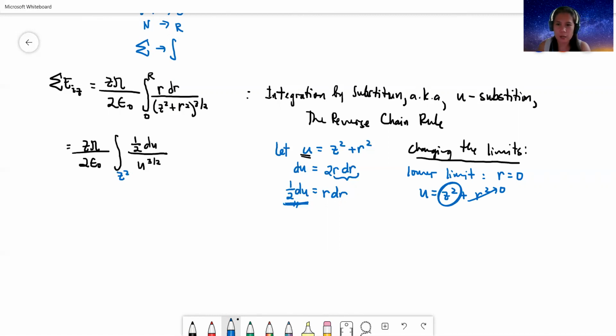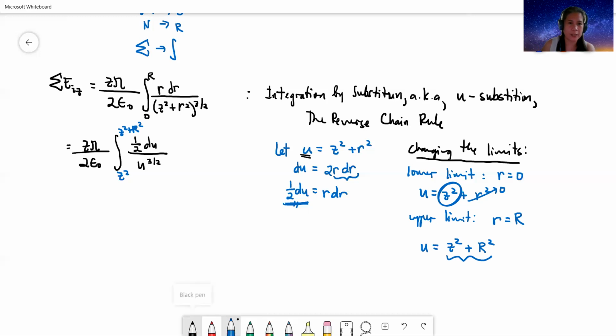Now, let's go to the upper limit. In the upper limit, we mentioned that that is where r is equal to capital R. So, going back to our u function, this becomes z squared plus capital R squared. So, this is now our upper limit. That's why you have your z squared plus capital R squared here. Okay? And then the integration now will just be straightforward.